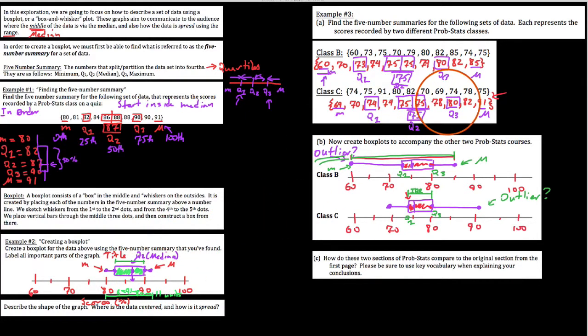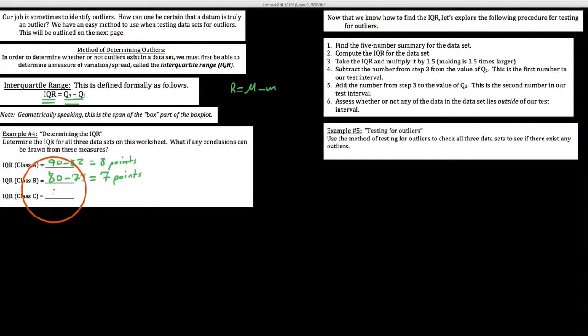And then the IQR on this last data set, we say 80 minus 74. 80 minus 74 is an IQR of 6 points. So once we discover these, the whole key to testing for outliers is going to be knowing this IQR value first. But that is what the IQR is, and that is how you pinpoint it on the graphs.